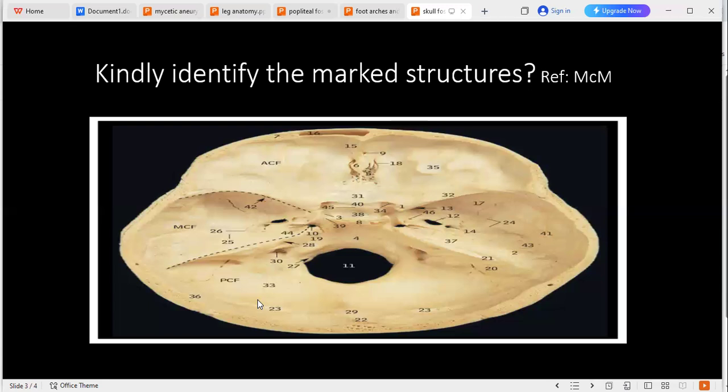Okay, please tell me the contents of posterior cranial fossa. Posterior cranial fossa contains the occipital lobe. Yes. And what are the bones which form the posterior cranial fossa? Bones are the clivus and occipital bone and petrous part of temporal bone and parietal bone. Yes. Okay, please tell me if you can identify number 4 over here.